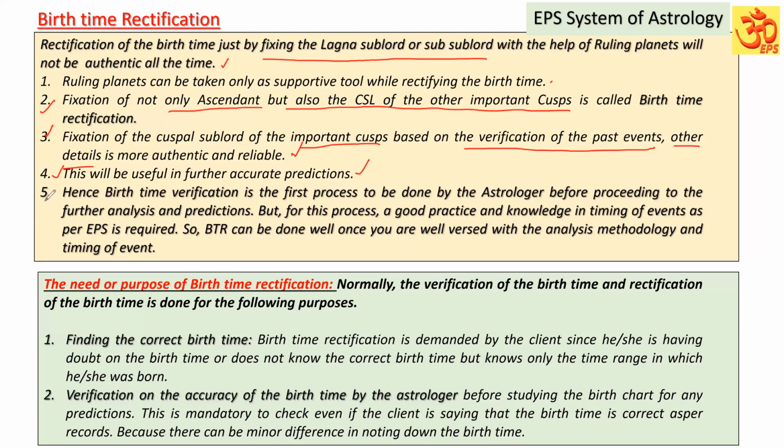Hence, birth time rectification is the first process to be done by the astrologer before proceeding to further analysis and predictions. We can say birth time verification. First, we have to do the verification, then only if it is required, it has to be rectified. So, birth time verification is the first process to be done by the astrologer before proceeding to the further analysis and predictions on the birth chart.